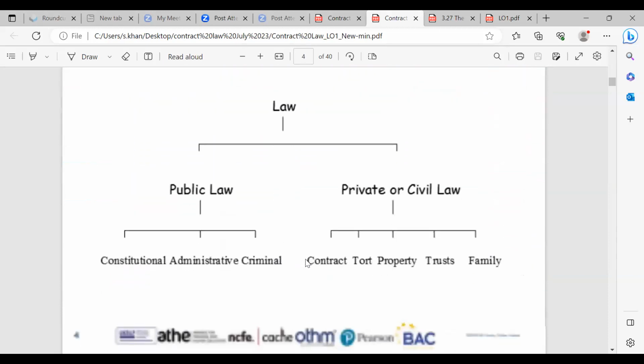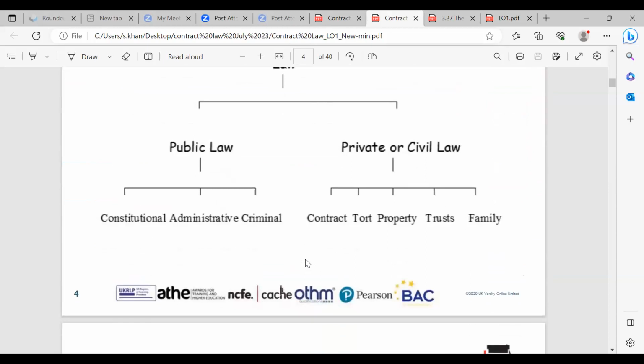So firstly, we've got the law, and you've got public law and private law. And public law is to do with constitutional, administrative, criminal, and private or civil law is to do with contract, tort, property, trust and family. And if you look at differentiating between both public and private, it's not always easy to identify which one's public or which one's private.